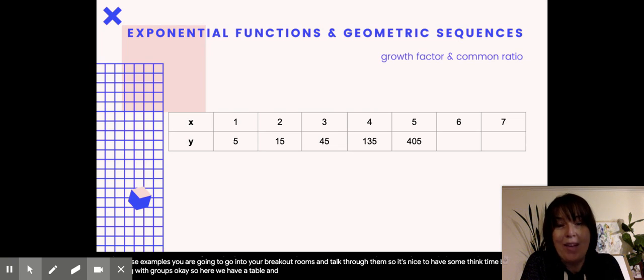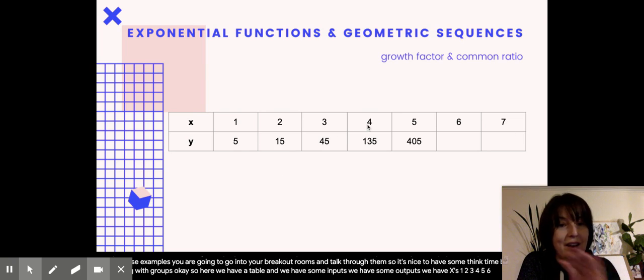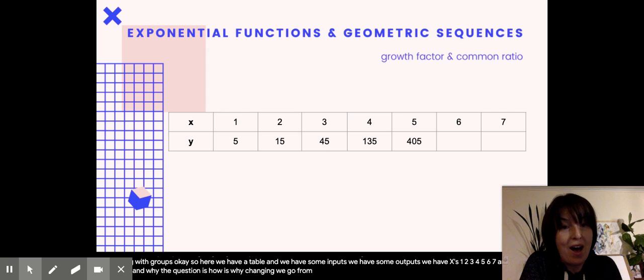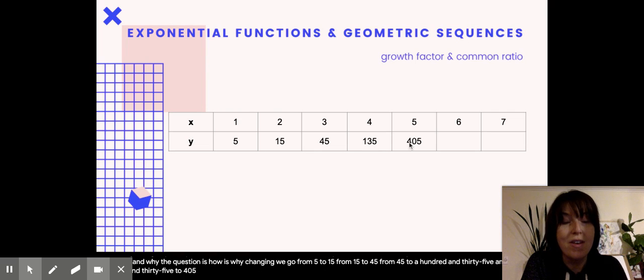Okay, so here we have a table. And we have some inputs, we have some outputs. We have X is 1, 2, 3, 4, 5, 6, 7, and it's going up by 1. And Y, the question is, how is Y changing? We go from 5 to 15, from 15 to 45, from 45 to 135, and from 135 to 405. So, what is happening? What patterns do you notice?